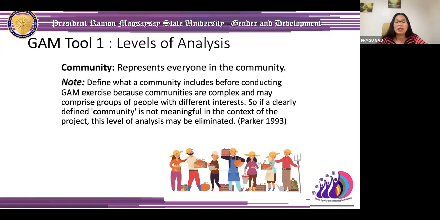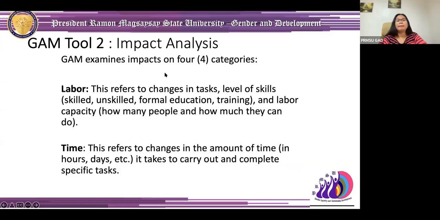Okay, now we have to define what community is. So involve leaders and ang ating mga members ng community. Then impact analysis. Ito lang example. We have here 4 categories of impact analysis. But as I have mentioned, pwede po nating baguhin. Bawa, labor. Are we going to introduce new technology? Or are we going to teach them new skills?